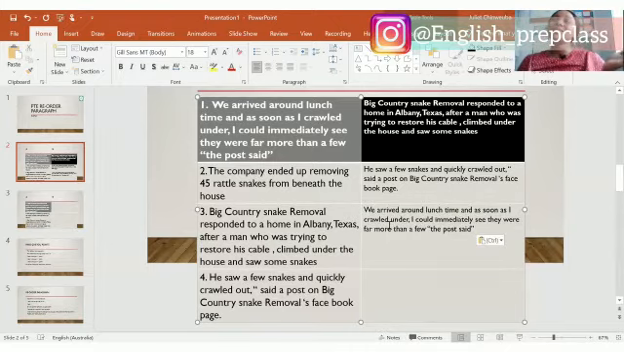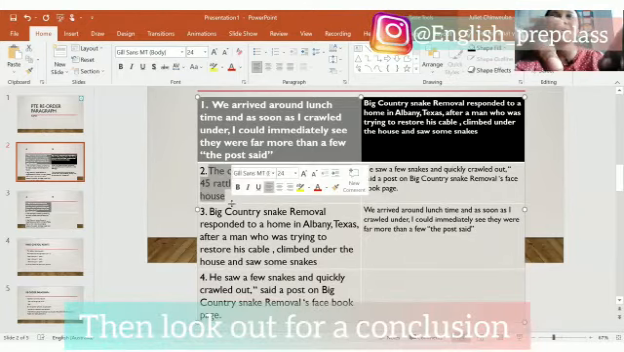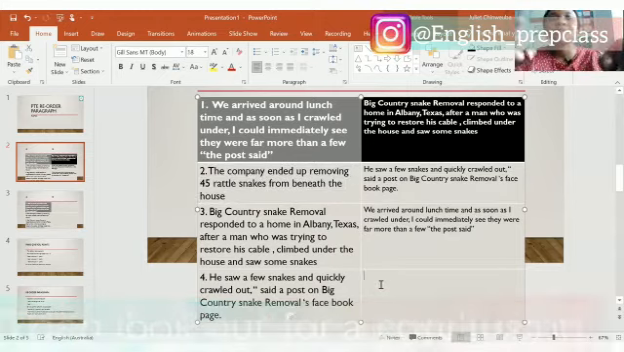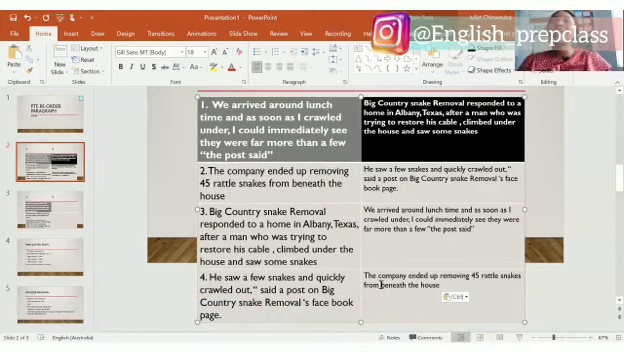So it means that 2 is the last sentence, which looks like the conclusion. And it says the company ended up, you see that word, ended up, removing 45 rattlesnakes from beneath the house. So you can agree with me very well that 2 will be the last sentence, which is like the conclusion. So this is the right order in which these sentences should be. I have been able to restore it. And this is what you should know.